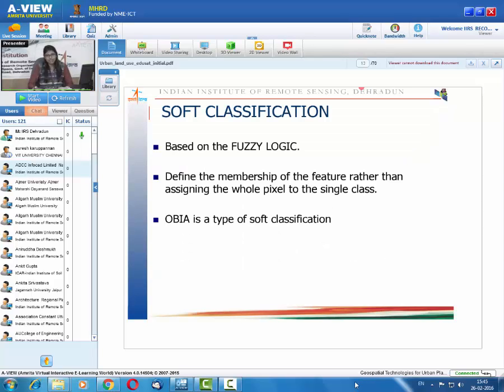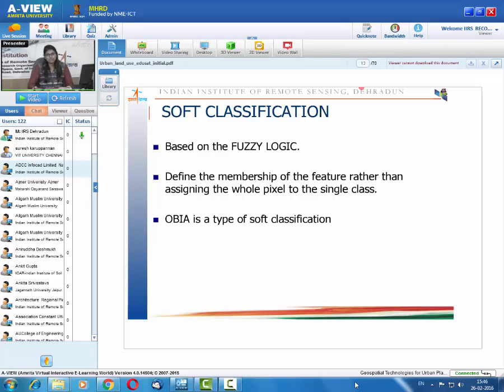Second is soft classification. In soft classification, we adopt fuzzy logic. When a satellite imagery is divided into pixels, each pixel does not necessarily have only one spectral signature. It can belong to the water category, it can belong to water and urban categories, and can be a mixture of two or more classes. So how do we assign that pixel to one class only, which was happening in pixel based classification?